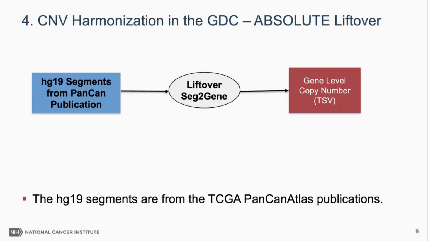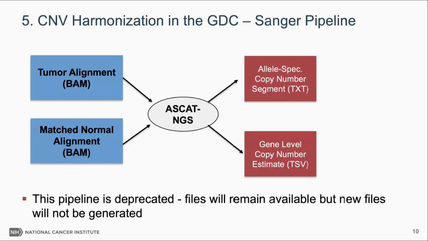After these SNP6-based approaches, we moved into whole genome sequencing. Next slide, please. We initially used ASCAT NGS. You can see it's called ASCAT because the algorithm is very similar to ASCAT 2 and 3. This tool takes paired tumor and normal whole genome BAMs and produces very similar output as the other ASCAT workflows, including the allele-specific copy number segments and the gene-level copy numbers. The pipeline is currently deprecated, but the files are still available in the portal.